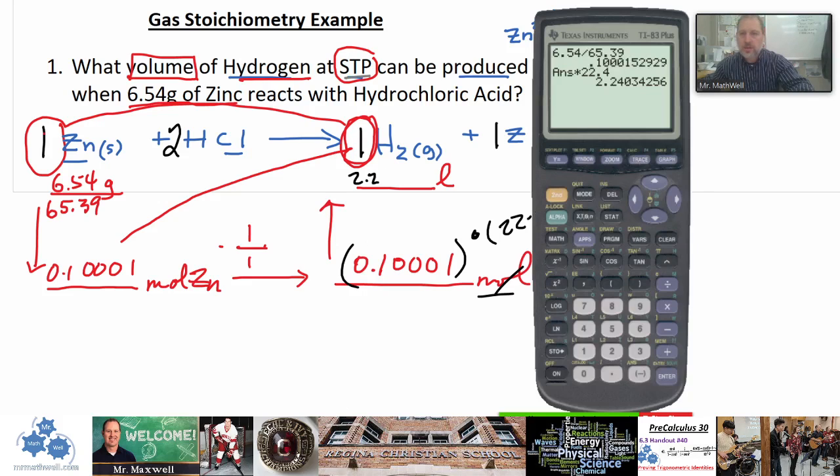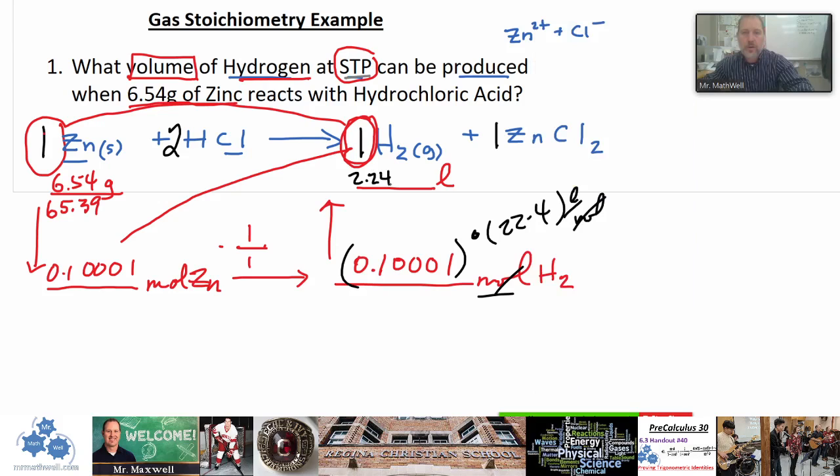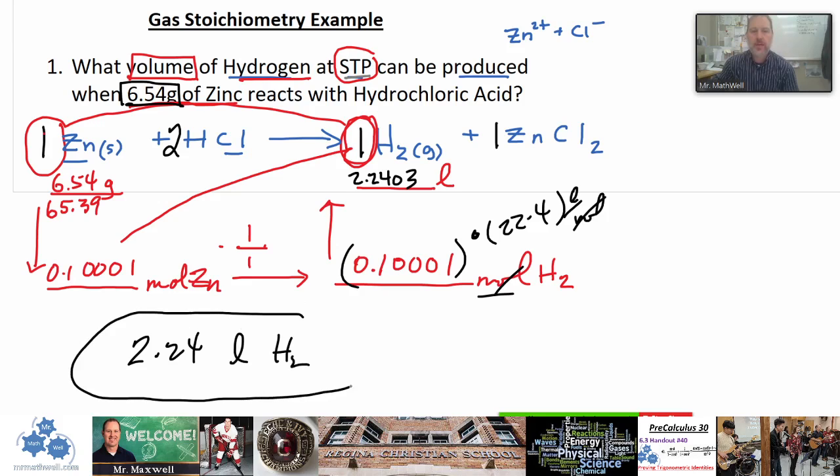So 2.240303. I've got 3 sig figs given in my measurements. So if I'm wanting to know how many sig figs I should use in my answer, we should go with 3. So that's going to be 2.24 what? Liters of what? H2. Make sure you have your number. Make sure you have your units. Make sure you have your substance. And if you want, you could say produced. Whatever. But that's all I'm looking for: number, units, of what substance. There's your gas stoichiometry example.